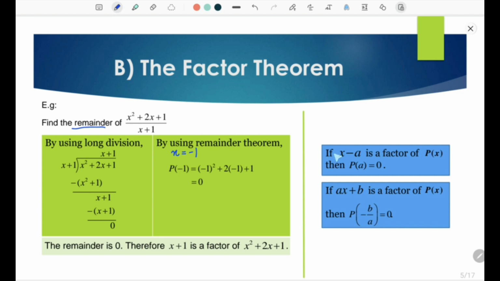You must take note that if x minus a is a factor of p(x), then p(a) equals 0. And if ax plus b is a factor of p(x), then p(negative b over a) equals 0.